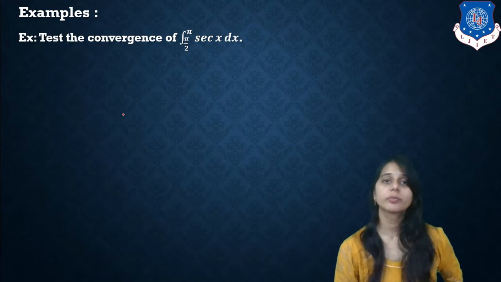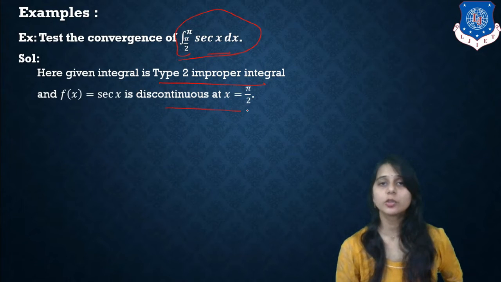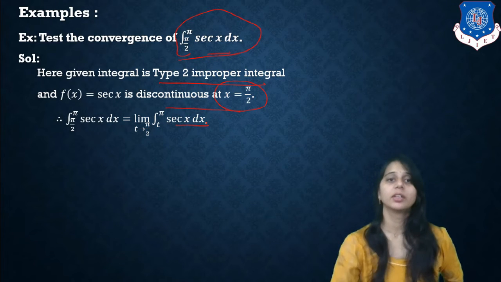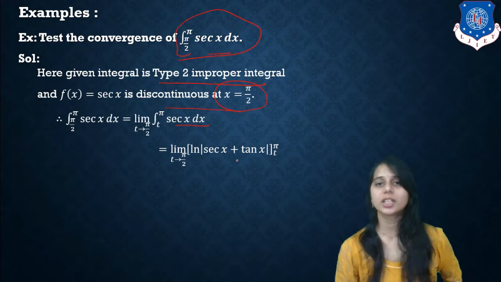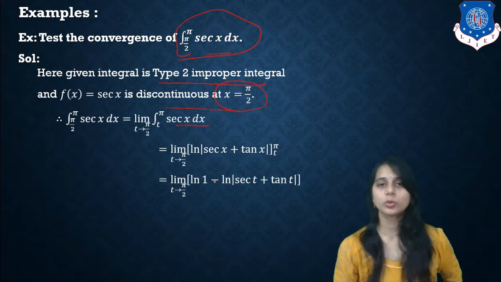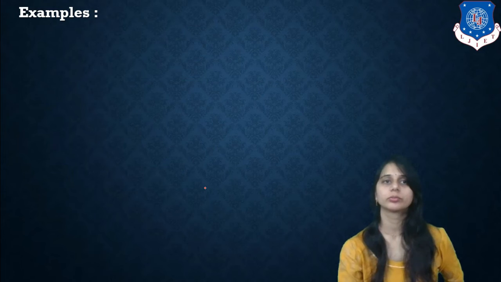Test of the convergence: integral from pi by 2 to pi of sec x dx. Here it is a type 2 improper integral. So we say that sec x is discontinuous at the point x equal to pi by 2. We take the limit t tends to pi by 2 of the integral from t to pi of sec x dx. Integrate this: log of sec x plus tan x from t to pi, applying the upper limit minus the lower limit, we get minus infinity. So this integral is divergent.